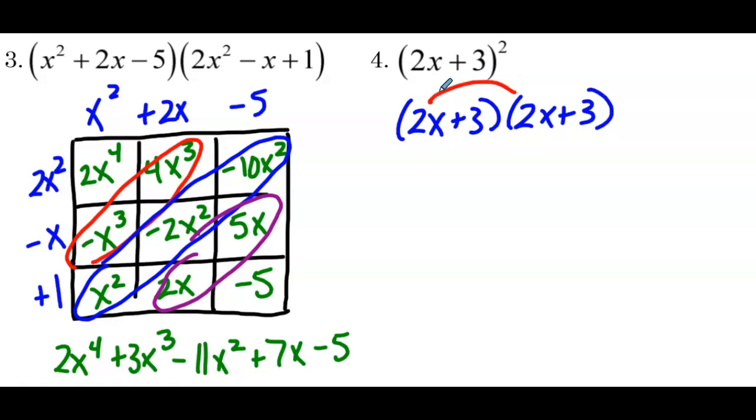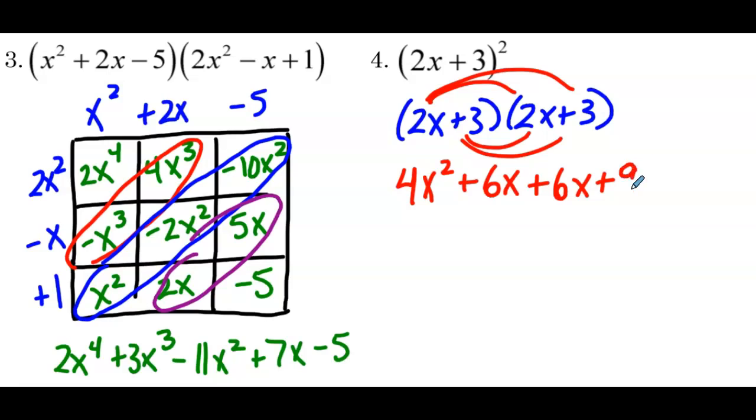Okay, so we'll do the distribution method here. So we're going to get 4x squared plus 6x. Distribute the 3. We're going to get plus 6x plus 9. Combine our like terms. 4x squared plus 12x plus 9. Okay, so there's our few practice problems.